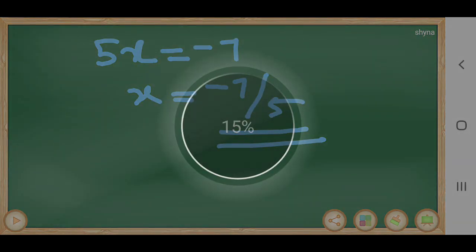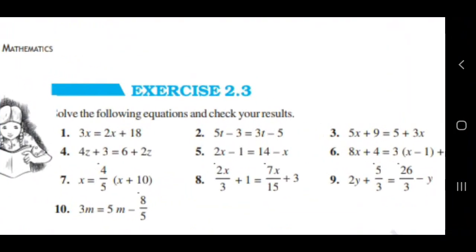Then we can move to one more problem. That one, the seventh problem: x equal to 4 by 5 into x plus 10.